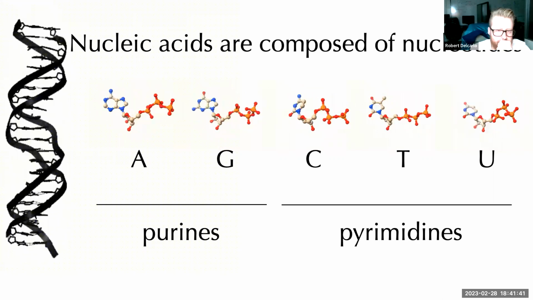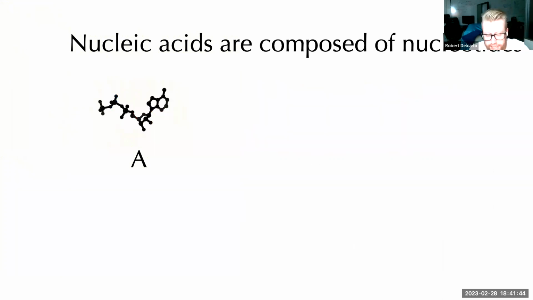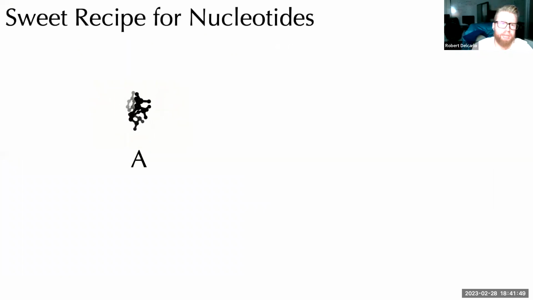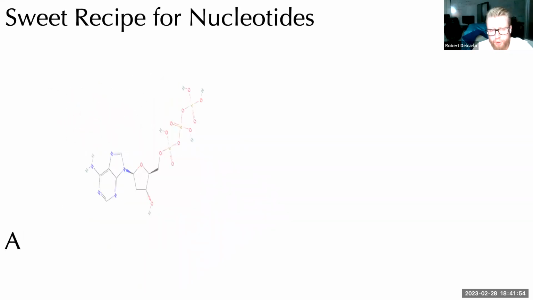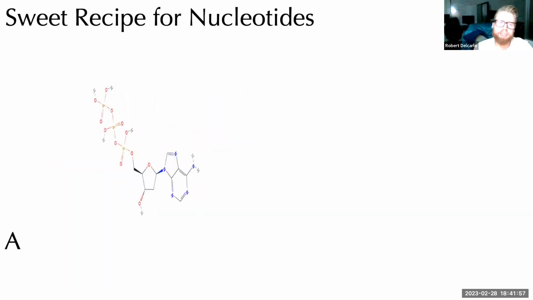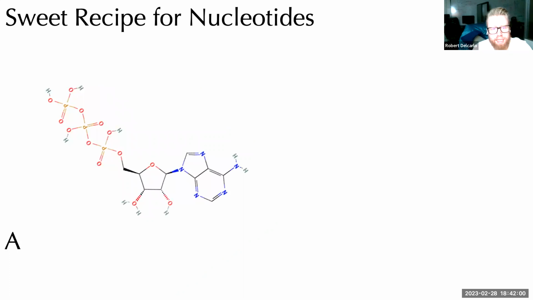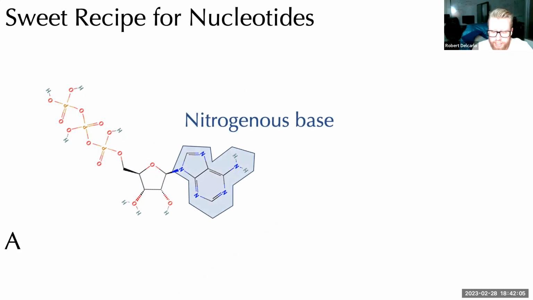Let's take a look here just at adenosine for a second, and we're going to use this as a template for understanding what goes into a nucleotide. We've just broken the nucleic acid down into nucleotides, and now we're going to break the nucleotide down into its chemical components. First off, we have what's called a nitrogenous base, and this is what defines the name of each of the nucleotides. Adenosine has adenine, guanosine has guanine, cytidine has cytosine, thymidine has thymine, and uridine has uracil.